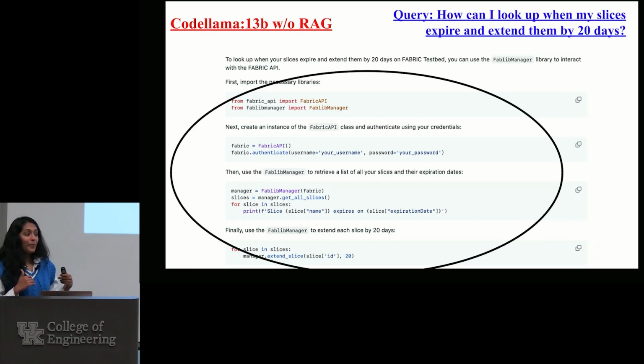And this is a medium difficulty level query where I ask, how can I look up when my slices expire and extend them by 20 days? On Fabric, your slices do have an expiration date, but you're allowed to access them and extend that expiration date. And you can see here that the whole thing is circled in black because everything it generated is completely wrong. The import statements, as you've seen before, are not the correct import statements. And this authenticate function, this get all slices function, and the extend slice function are all completely hallucinated. Those do not exist with the FabLib API. So you can see that this is completely wrong. It wasn't able to do it right.